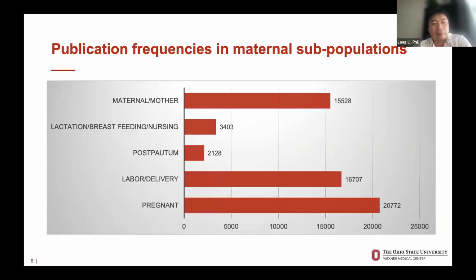So that's what it looks like in the maternal subpopulations. How many publications are we going to have? There, obviously, you see that we have 1, 2, 3, 4, 5 categories tackling the different subgroups in pregnant women, and there's also pregnant in general, which cannot necessarily be categorized by the data analysis. But nevertheless, we have maternal, mother, lactation, breastfeeding, nursing, postpartum, labor, and delivery. So that's the distribution of the publications among different maternal subpopulations.